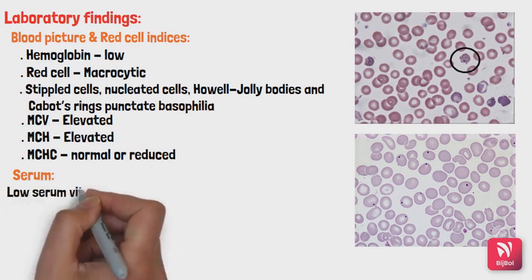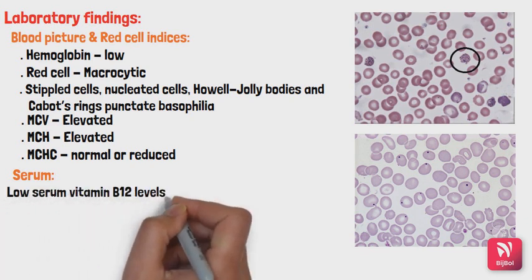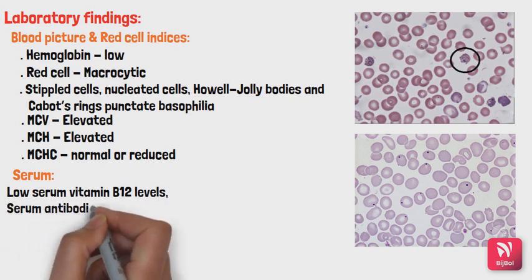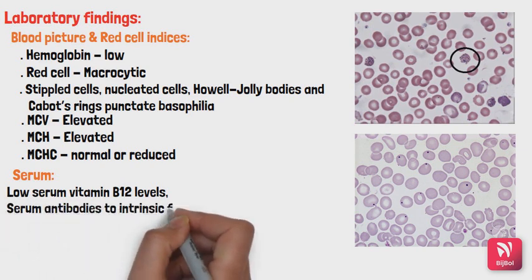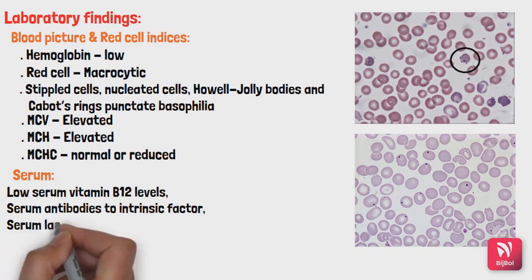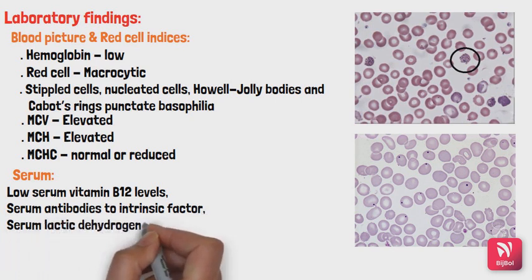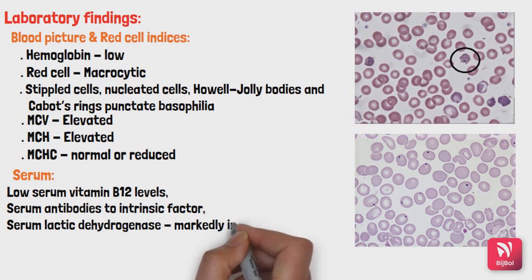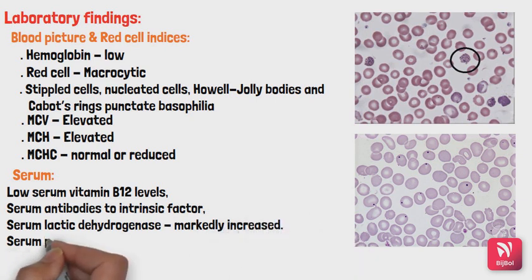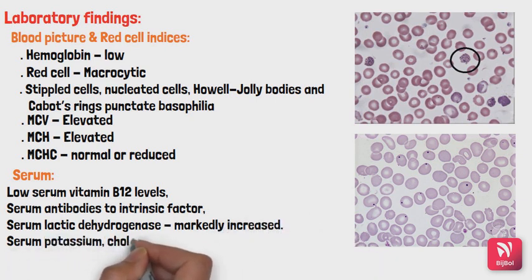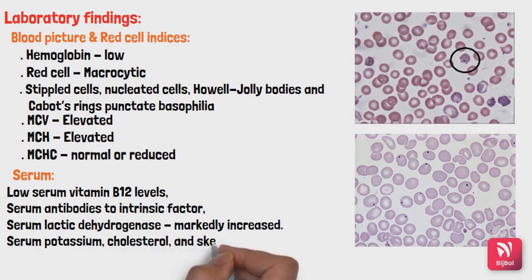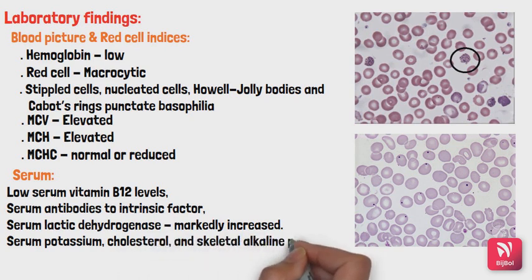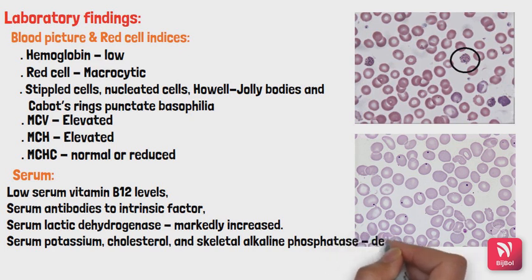And what will be the serum analysis, that is biochemical analysis? As there is vitamin deficiency, there will be low serum vitamin B12, and as it is an autoimmune reaction, that is pernicious anemia, there will be antibodies to intrinsic factor, and there will be increase in serum lactic dehydrogenase, as well as some minerals like potassium and cholesterol, and skeletal alkaline phosphatase levels in the serum will be decreased. So these are the various laboratory findings in megaloblastic anemia.